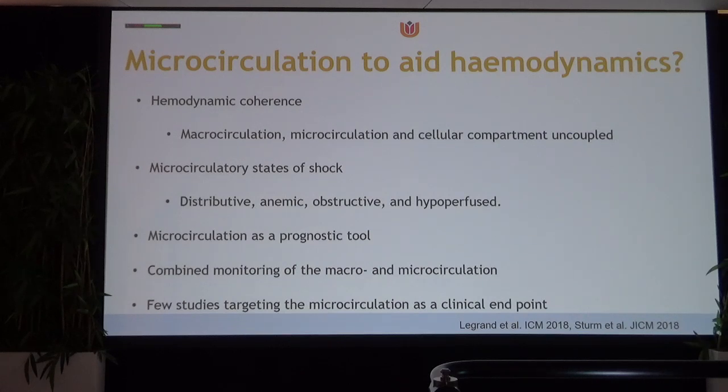Microcirculation, the cellular compartment, gets uncoupled in these states, and then it's really difficult to connect macrocirculation with microcirculation. You have some microcirculatory states of shock. You see them more in the ICU, but of course you could also see them in the OR setting. In intensive care, microcirculation has been really useful as a prognostic tool. If you have bad microcirculation, your outcome is not so good.